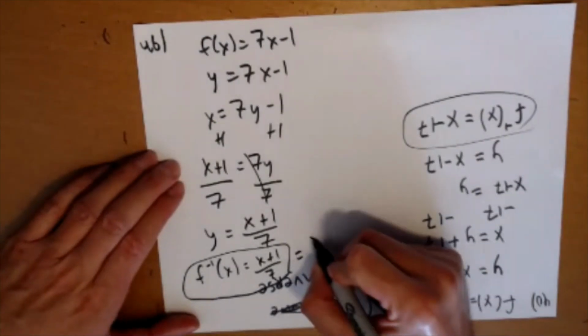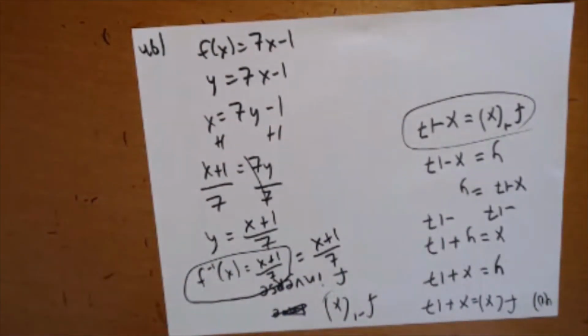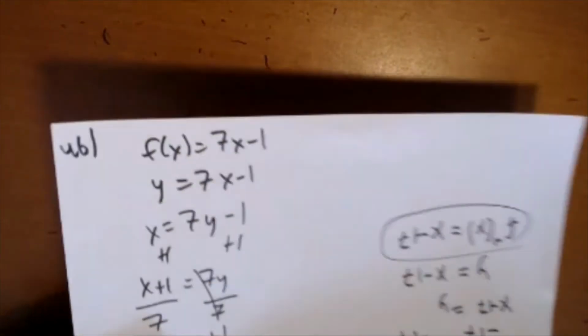Can you even read that? x plus 1 over 7. Okay. That was 46. Do they get crazy? I don't know. Let's try 56. How crazy can it get? 56.